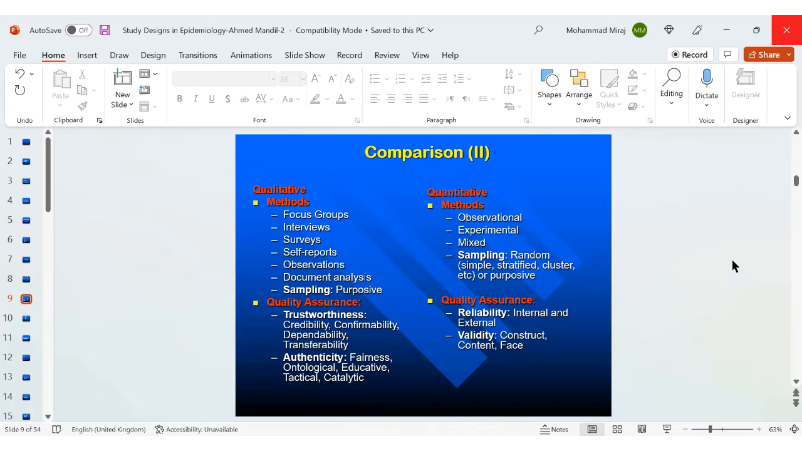So qualitative will always talk about a concept or an event, whereas quantitative is very specific, uses a device, and is based on pure numbers.